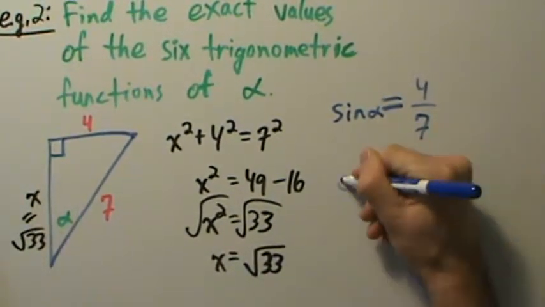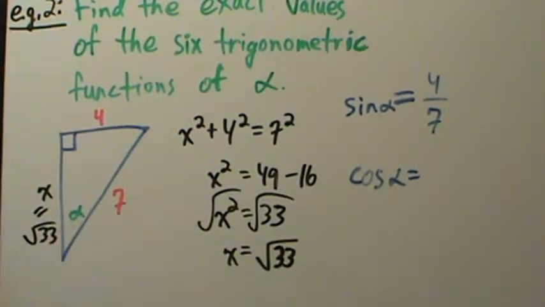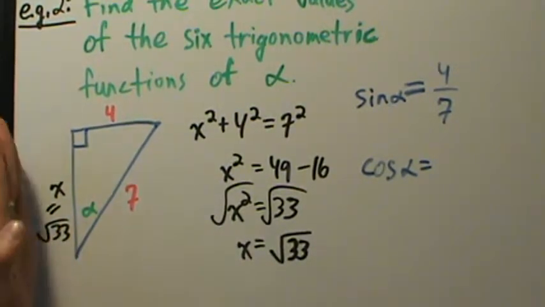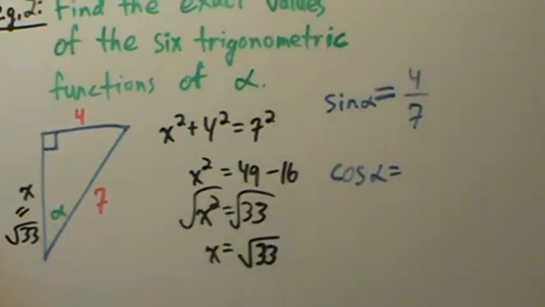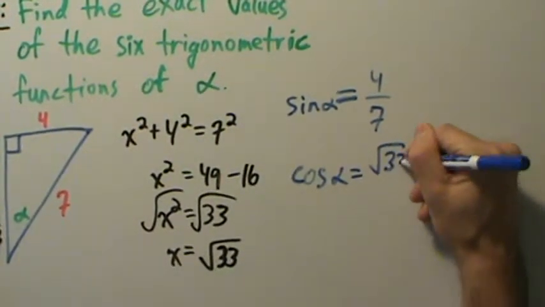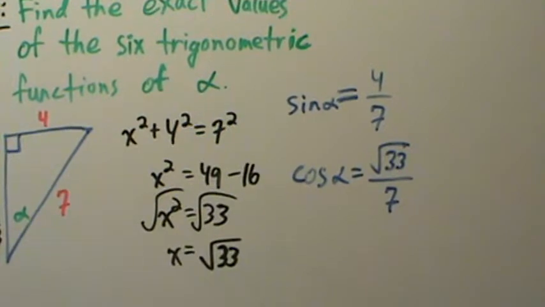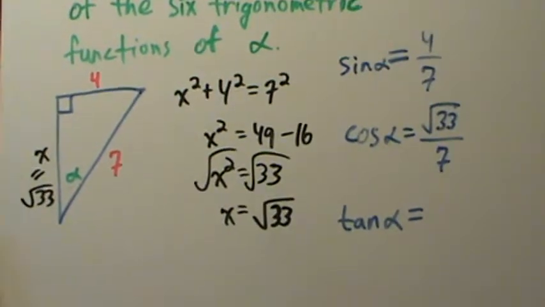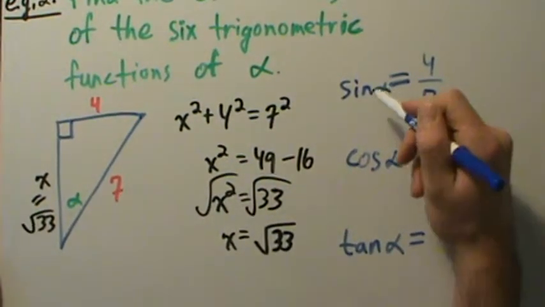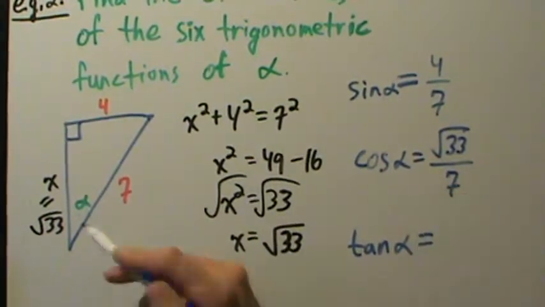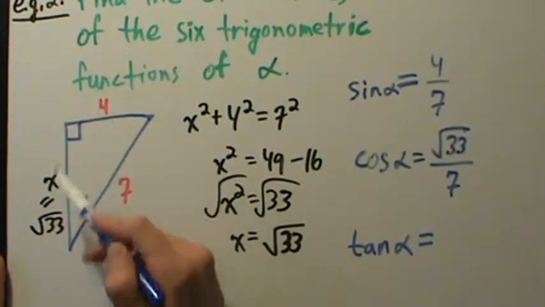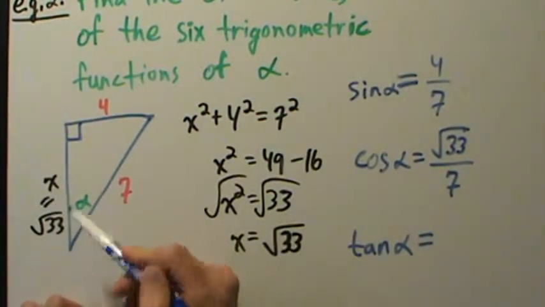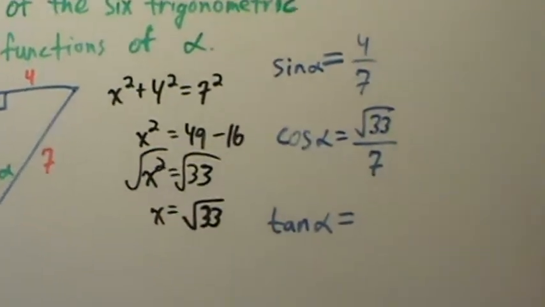Cosine of alpha is the adjacent side over the hypotenuse. So the adjacent side is x, which we found out was square root of 33. So the cosine of alpha is adjacent over hypotenuse, which is root 33 over 7. Okay, so that's cosine of alpha. And then tangent of alpha. So tangent of alpha, if you want, you could do sine of alpha divided by cosine of alpha, or we could just look at the triangle and see, okay, tangent is opposite over adjacent. So if this is alpha here, the opposite side is this side, and the adjacent side is this side. So the tangent of alpha is going to be 4 over root 33.